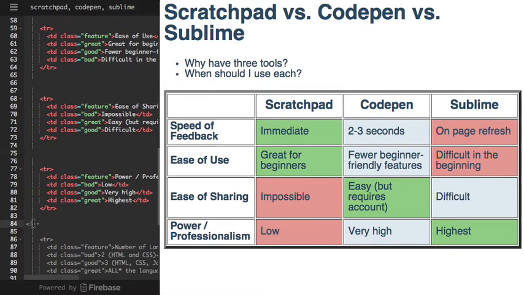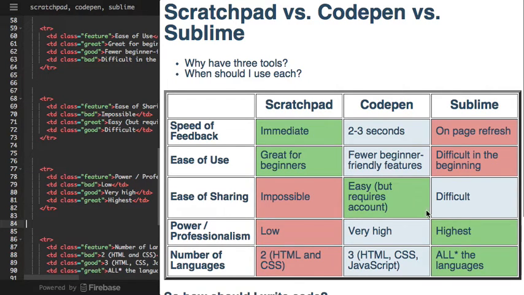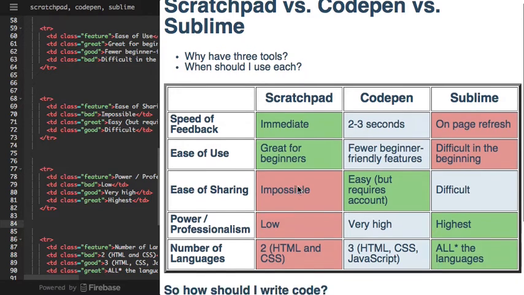In terms of power and professionalism, and just the number of languages that each of these supports, by far, Sublime is much more powerful. Scratchpad is much weaker, but again, really great for beginners.